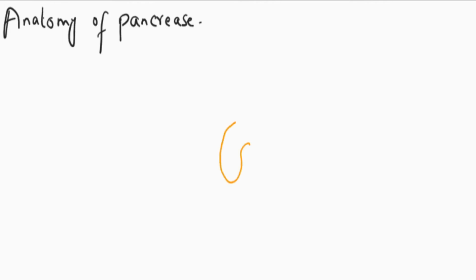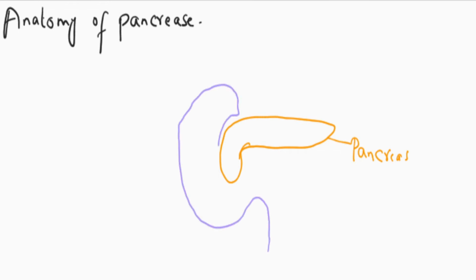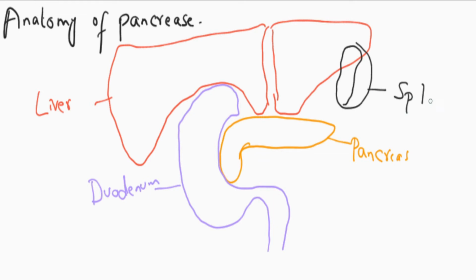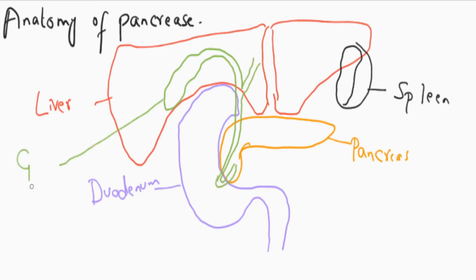When we see the anatomy of pancreas, or the location of pancreas, the pancreas is located behind the stomach in the upper left abdomen. The pancreas is surrounded by other organs like the small intestine, this is duodenum, and liver and spleen. And here is the gallbladder.